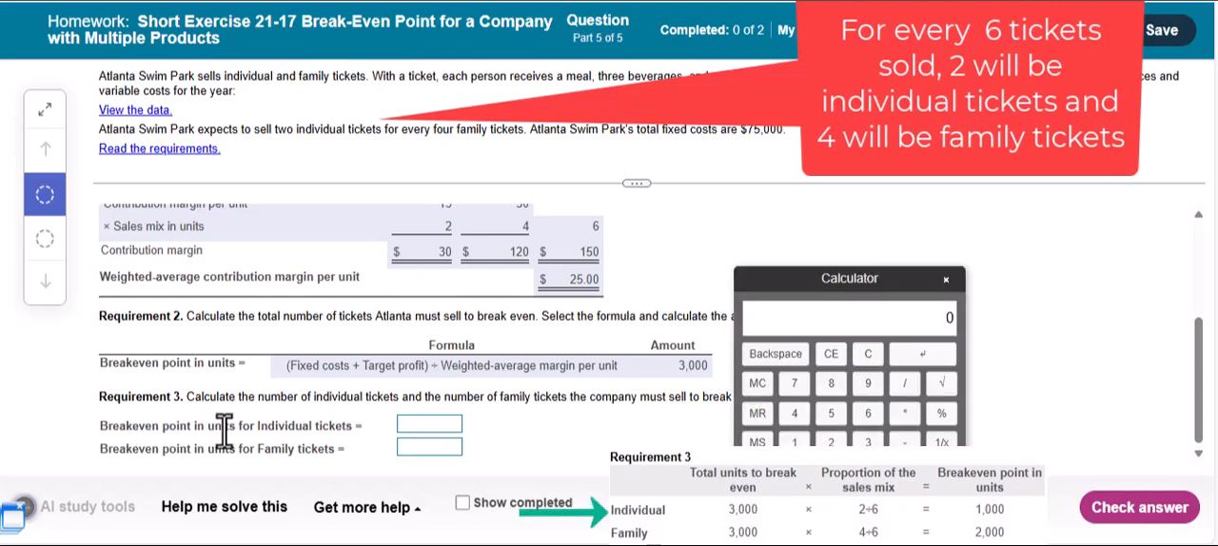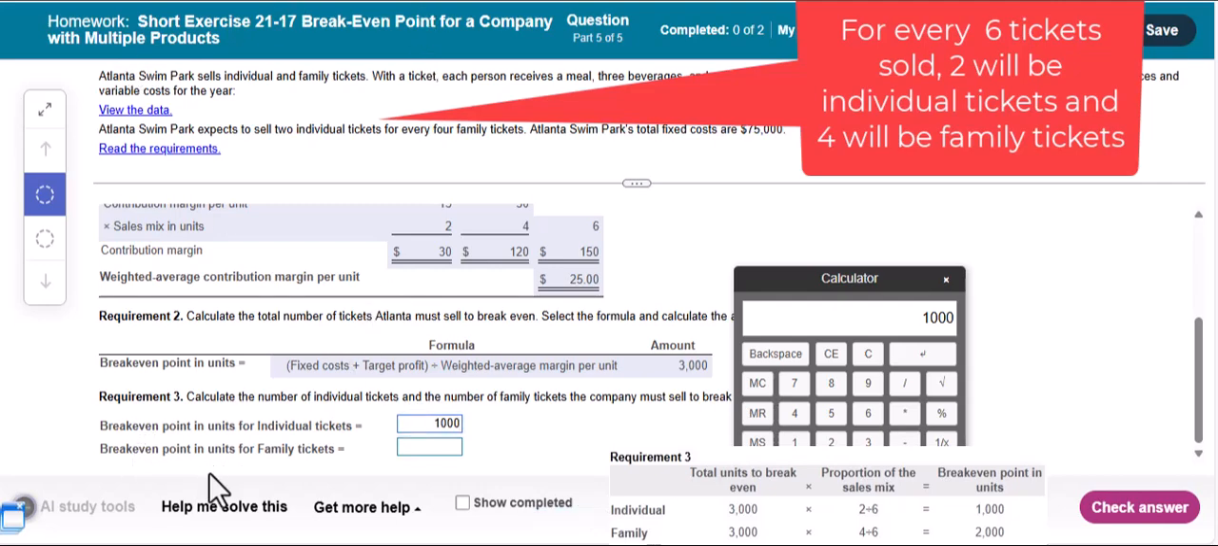So this break-even point in units for the individual tickets is going to be this 3,000 break-even point in units, the 3,000. And then we're going to multiply that by the proportion of the 2 individual tickets to every 4 tickets, but that's going to be 2 out of 6 because that's out of the total tickets. So 2 plus 4 is 6, and it's 2 out of 6 that we're looking at. So we can do that by multiplying by 2 and dividing by 6. And that gives us 1,000 for the break-even point in units for individual tickets.